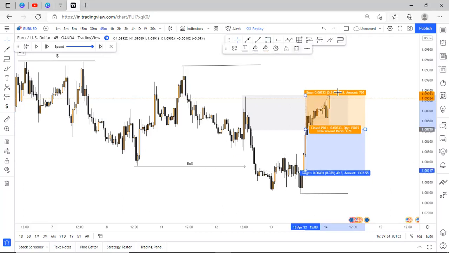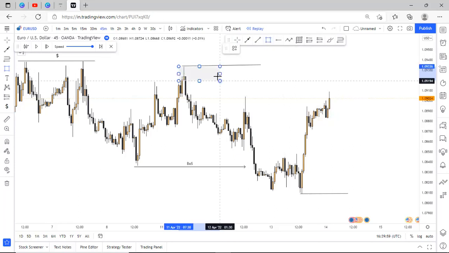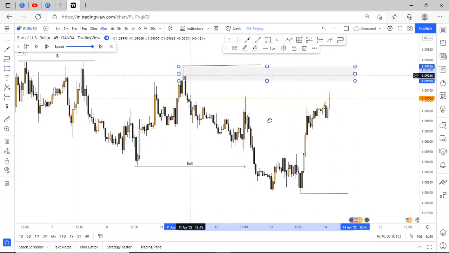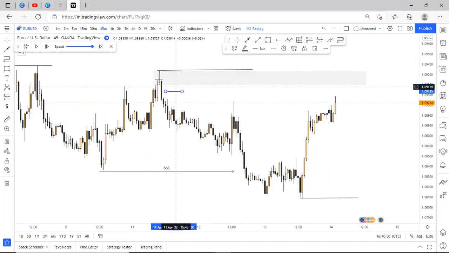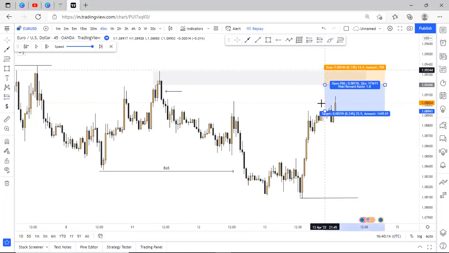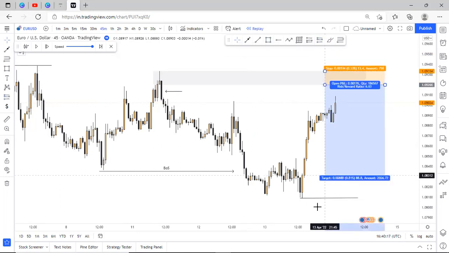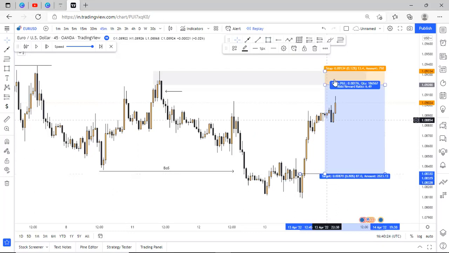Now, since this zone is out of the way, my next point of interest will be this zone right here. In this zone, we can see inefficiency at this level also. There's imbalance at this level, and this unmitigated supply right here as well. I also will not just want to take a sell from this zone into this imbalance or into this demand zone that needs to be filled up later on.